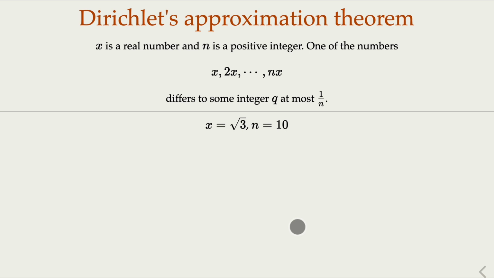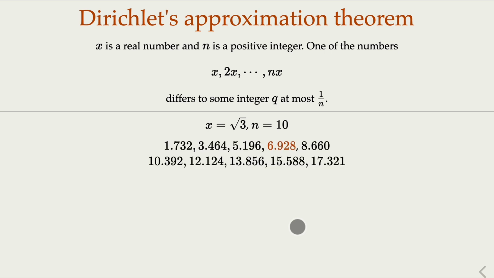Let's multiply 1, 2, 3 up to 10 by square root of 3. Here we go. We have 10 numbers here, and we split at i equal to 4. Now 4x is 6.9, which is really close to the integer 7, right? The distance is less than 0.1. All right, so 4 times this minus 7 is less than 1 over 10.